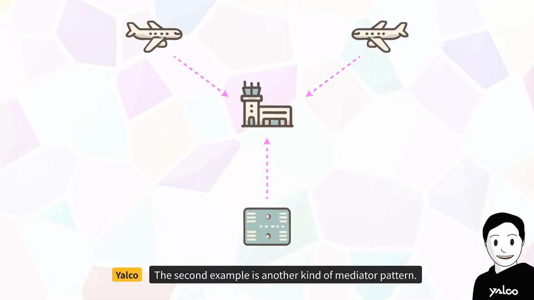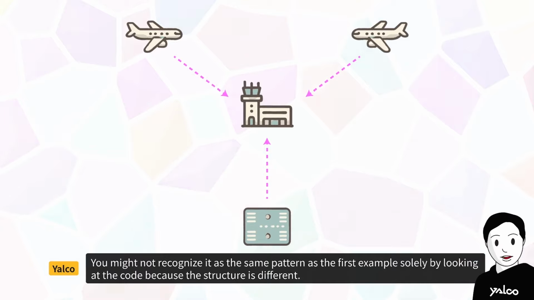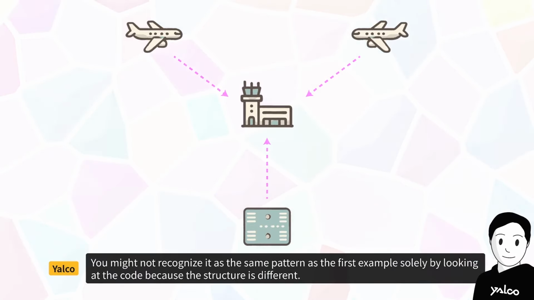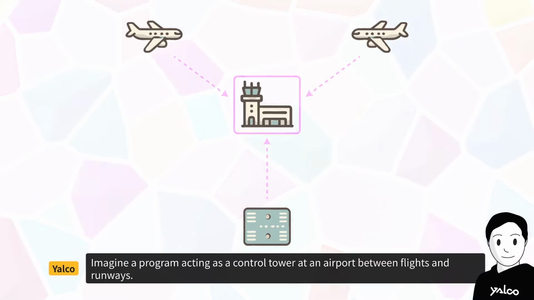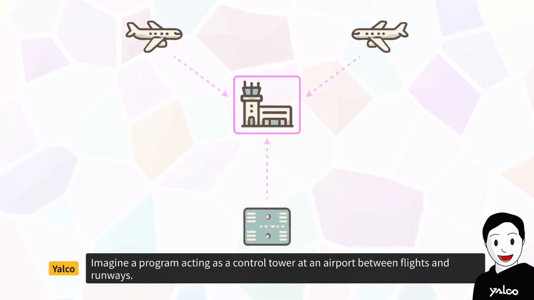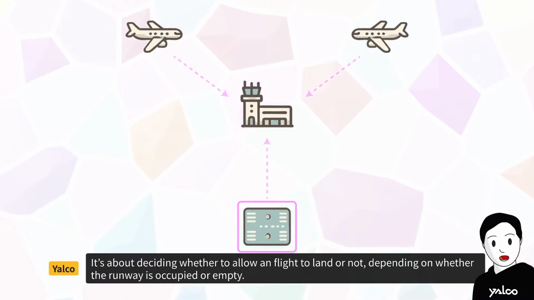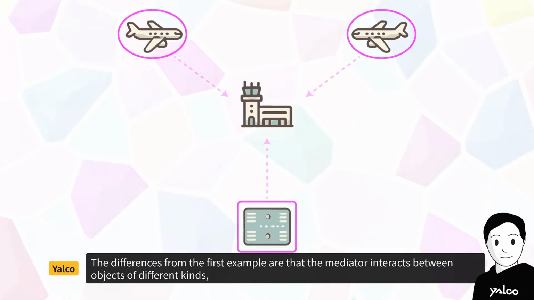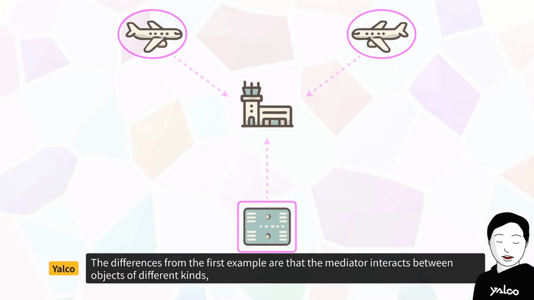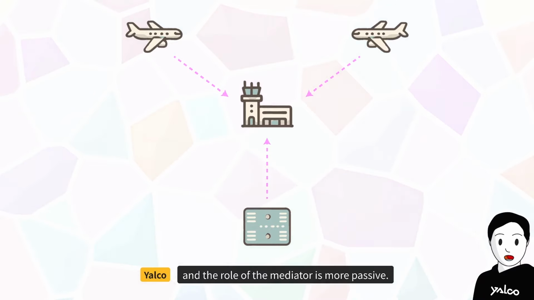The second example is another kind of mediator pattern. You might not recognize it as the same pattern as the first example solely by looking at the code, because the structure is different. Imagine a program acting as a control tower at an airport between flights and runways. It's about deciding whether to allow a flight to land or not, depending on whether the runway is occupied or empty. The differences from the first example are that the mediator interacts between objects of different kinds, and the role of the mediator is more passive.